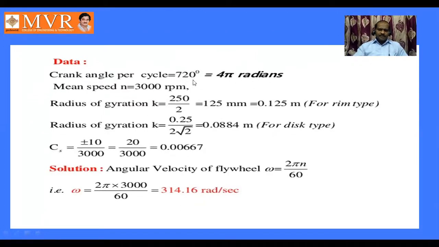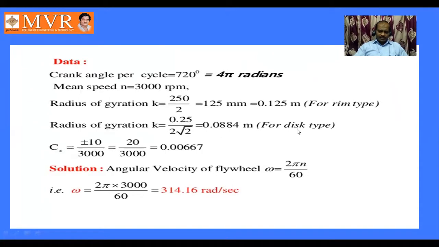Because 360 plus 360, it has taken 2 revolutions. One revolution is 360, that's why for a cycle they have taken 2 revolutions. Mean speed they have given is 3000 rpm. Radius of gyration k is equal to 250 by 2, that is 125 mm. Radius of gyration k is equal to 0.25 by 2 into square root.